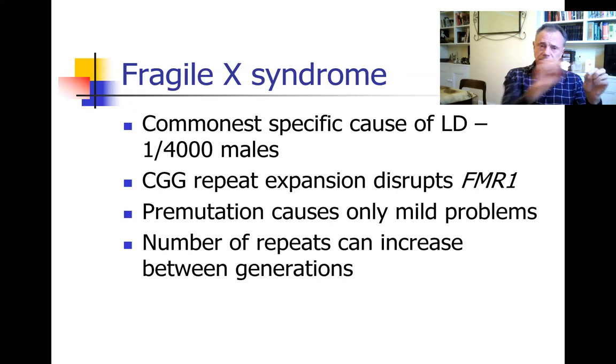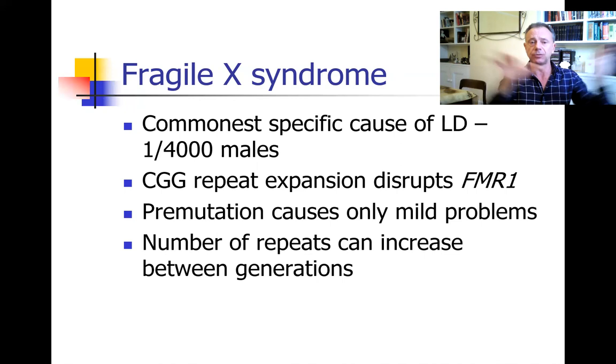CGG repeat. So you have a bit on your genome where it goes CGG, CGG, CGG, and we've all got that, but in people with Fragile X syndrome the number of repeats is expanded. You have too many of those repeats, and the effect of that is to disrupt the gene which the trinucleotide repeat is in, and that gene was named FMR1, Fragile X mental retardation 1.